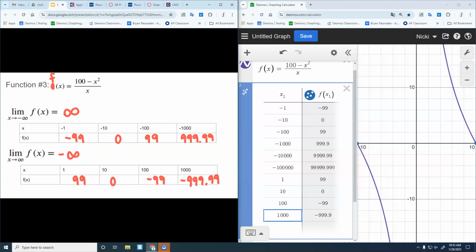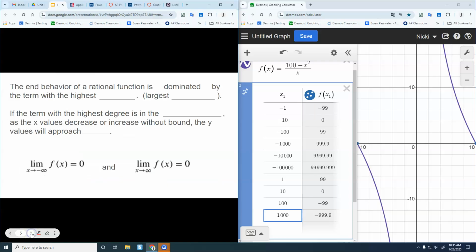So is it just like this specific problem, or are they always kind of opposite to each other? Just a specific problem. They could match. They could be anything, depending on what they've given you for the problem. Okay. So end behavior.